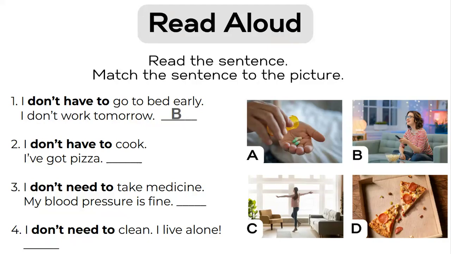Number 2, I don't have to cook. I've got pizza. Picture D. So again, it's not necessary to cook something new. They have some food ready to eat. Number 3, I don't need to take medicine. My blood pressure is fine. Picture A. So again, it's not necessary that this person take medicine because they are healthy.